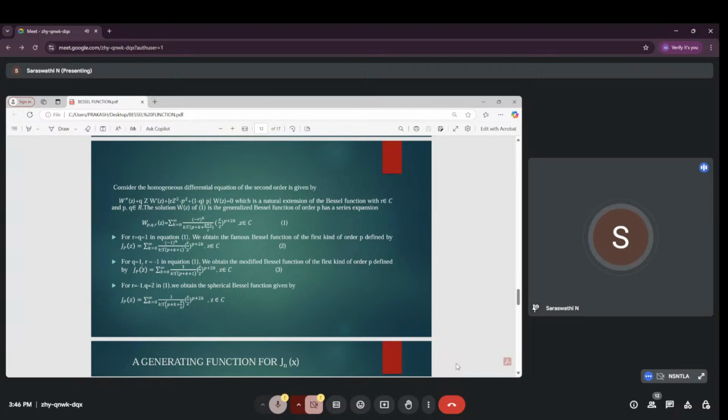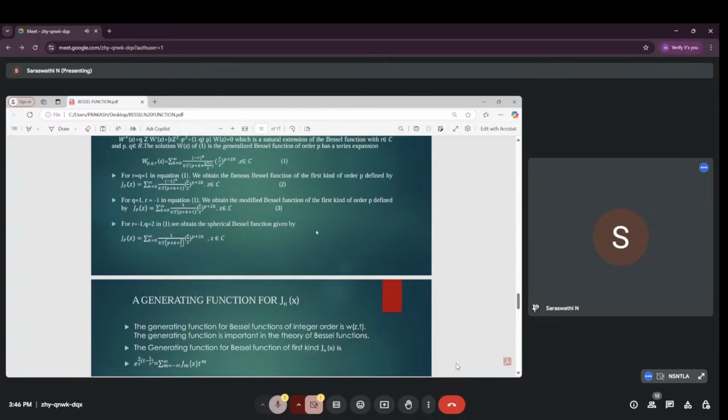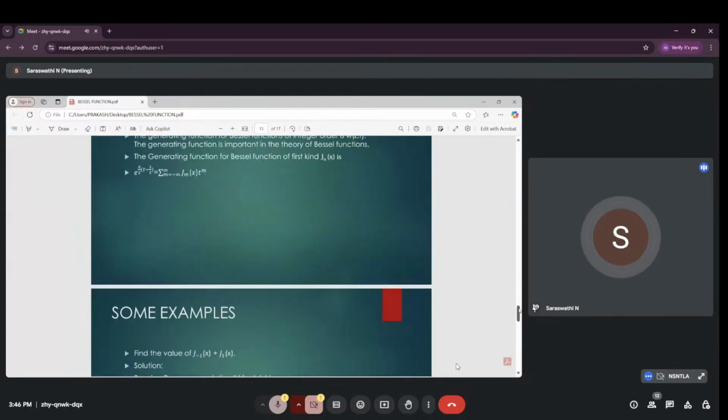Next, if q equal to 1, r equal to minus 1 in equation 1, we obtain the modified Bessel's function of the first kind of order p. If r equal to minus 1, q equal to 1 in equation 1, we obtain the spherical Bessel's function jp of z. Next one is the generating function of Jn of z.